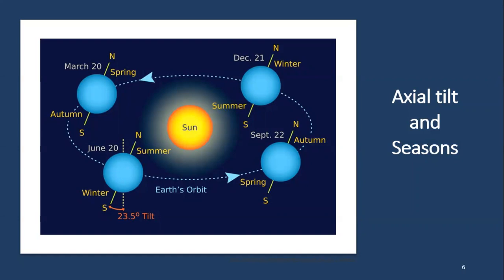Axial tilt and the seasons. Earth is tilted at an angle of 23.5 degrees relative to Earth's orbital plane around the sun. This is important relative to how solar radiation is distributed across Earth's surface, with more heat in areas tilted toward the sun and less heat in areas tilted away from the sun. Thus, the tilt in Earth's axis results in seasonal change. Summer in the hemisphere tilted towards the sun, winter in the hemisphere tilted away from the sun, with fall and spring being intermediate.